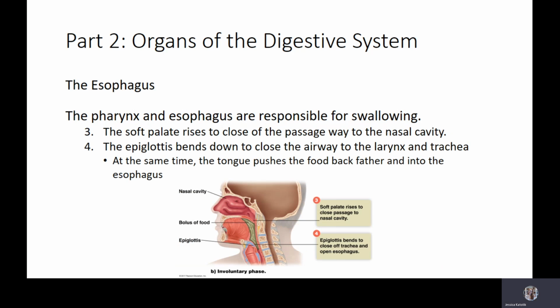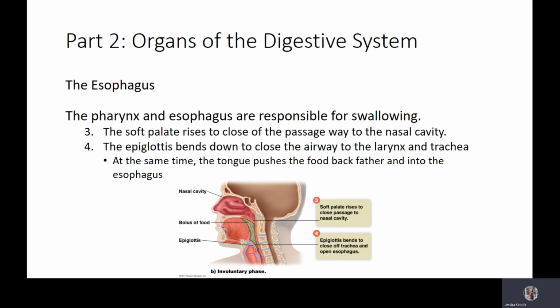The next phase is that the soft palate will rise, and it will close the nasal cavity. So if you swallow, you'll feel that the soft palate will push against the nasal cavity, and the thing that's in the back of your throat, it's called a uvula. That uvula is actually a flap that will raise up and close off the nasal cavity. So any food that we're swallowing isn't going to enter our nasal cavity.